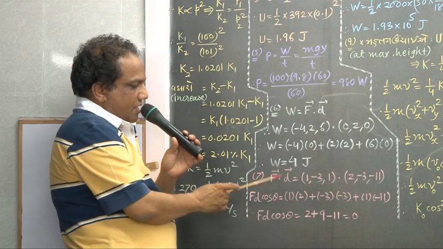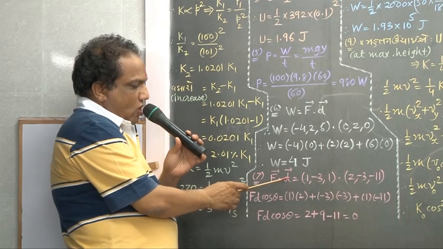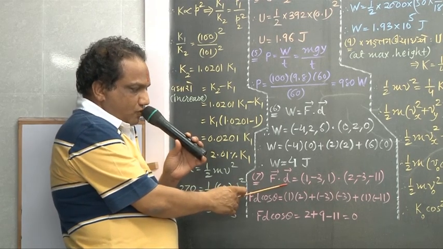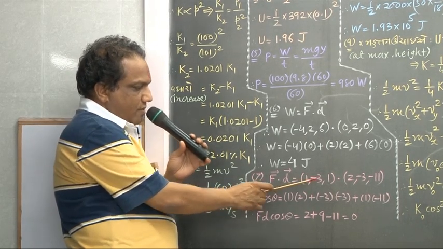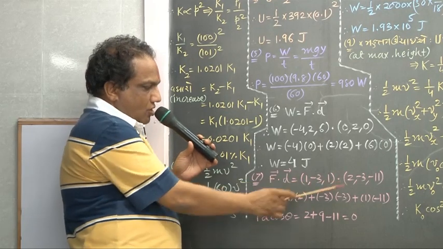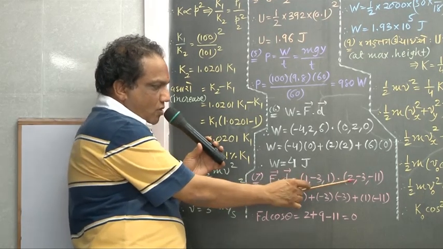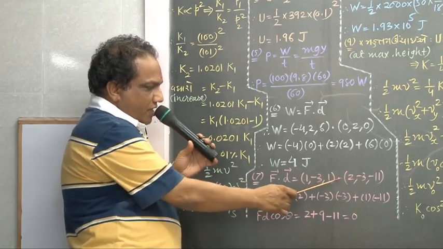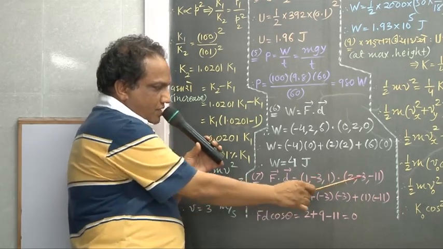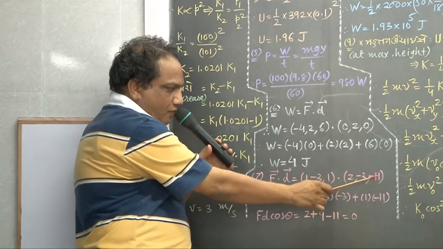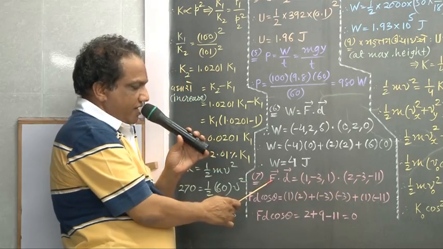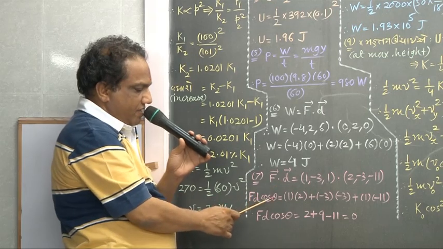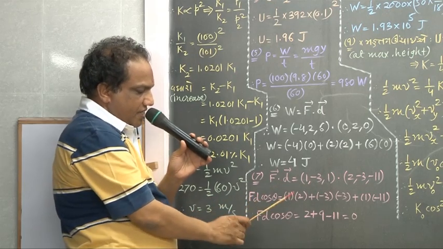Look. Vector f dot vector d. Suppose I want to find out. Vector f they have given 1, minus 3, 1 dot displacement vector they have given 2, minus 3, minus 11. Take the dot product: 1 into 2 plus minus 3 into minus 3 plus 1 into minus 11. And you know vector f dot vector d is nothing but f d cos theta.